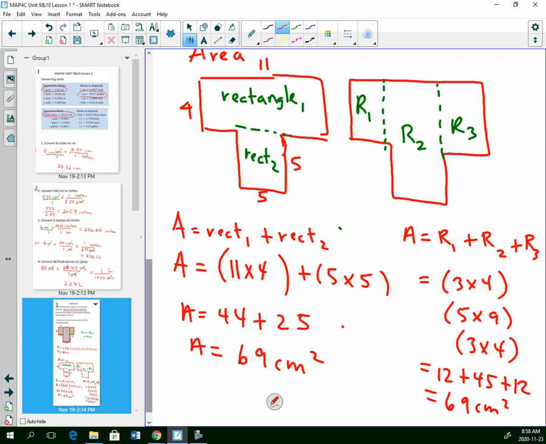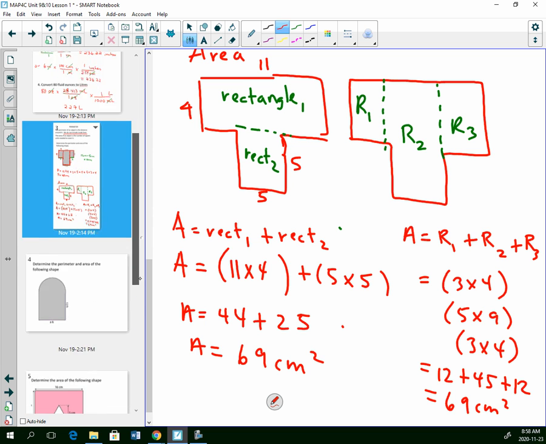So it doesn't really matter how you divide it up, as long as you kind of be clear what you're doing so that I can check and make sure that you have the right measurements. Okay? All right.